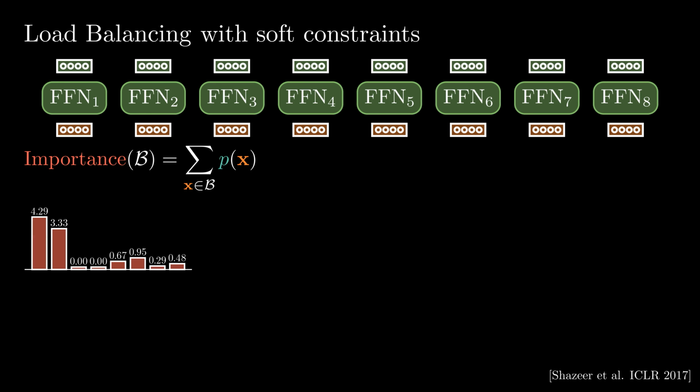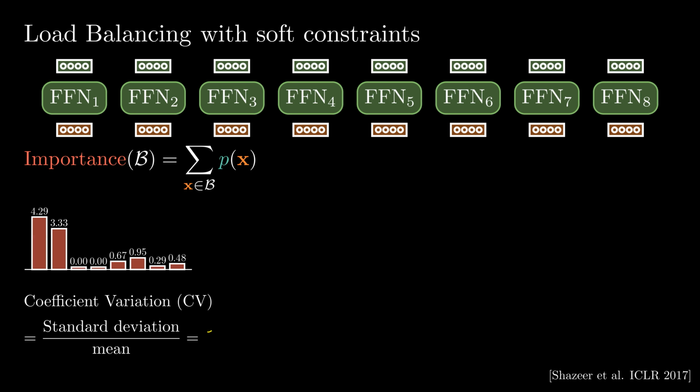To encourage more balanced probability distributions across experts, our goal is to make the importance scores as uniform as possible. One way to do this is to compute the coefficient of variation, CV. This quantifies the variability in expert importance by calculating the ratio of their standard deviation to their mean. One example here has a coefficient of variation of 1.22.